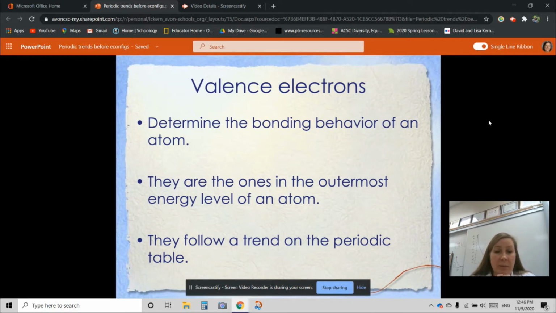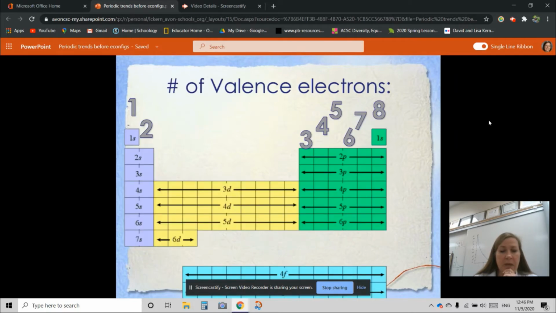These follow a trend on the periodic table. Here's where you're going to need those blank periodic tables. Hopefully you've sketched one up. If not, pause the video and sketch one right now. The trend looks like this. In the first column on the periodic table, all of those elements have 1 valence electron. All of these have 2. All of these over here have 3.